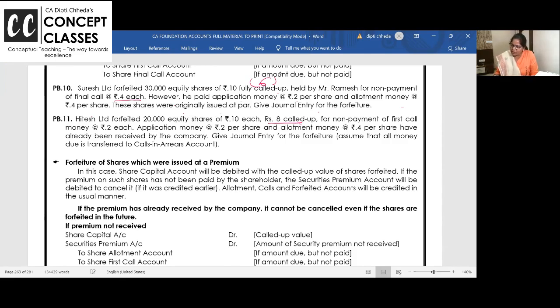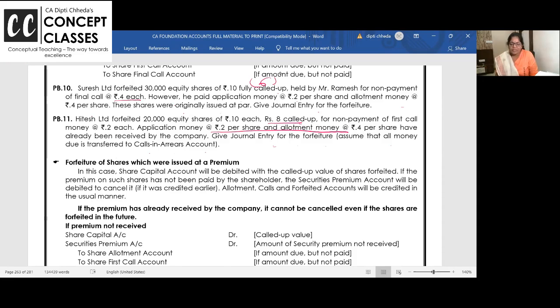Application money 2 and allotment 4 have already been received, 6. Only first call is due and not received. Give the journal entry assuming that amount which is due and not received is already transferred to call in arrears.